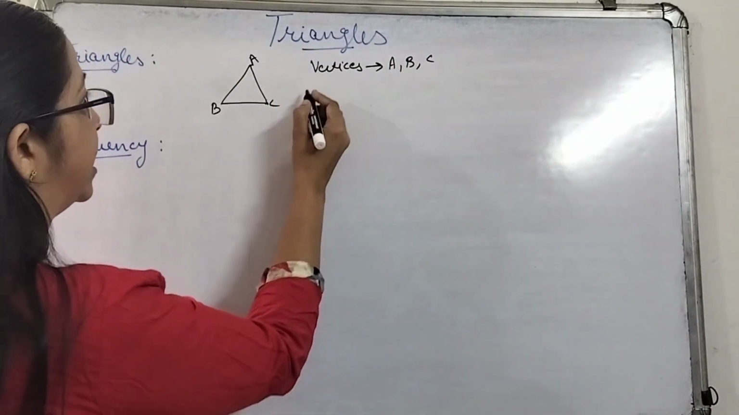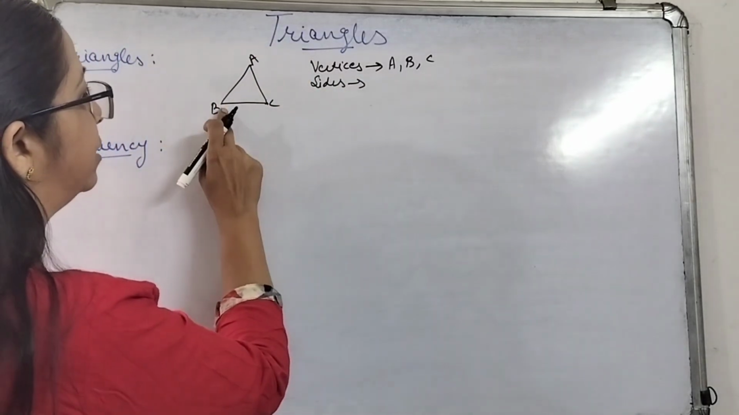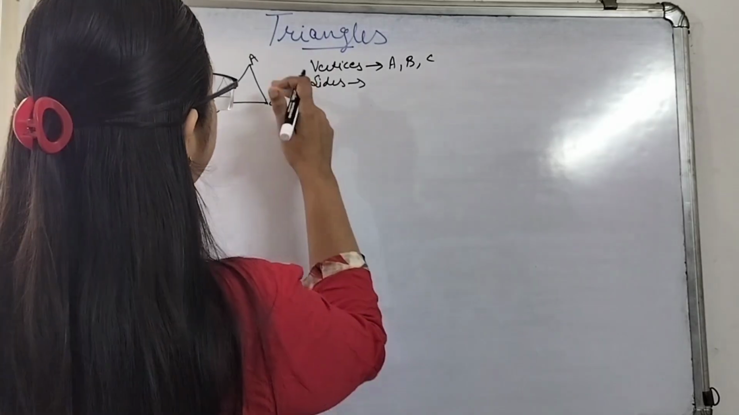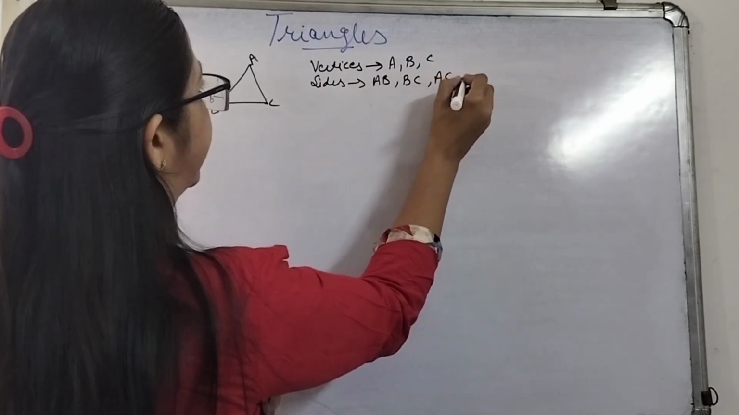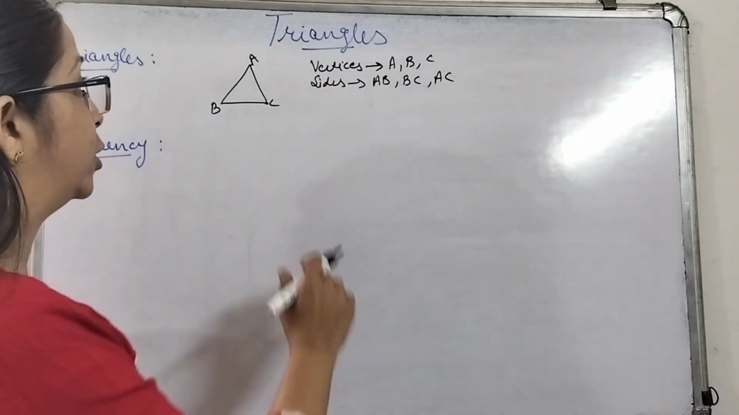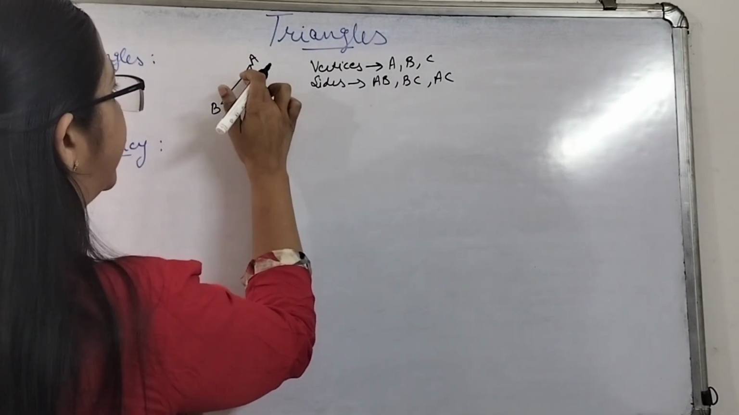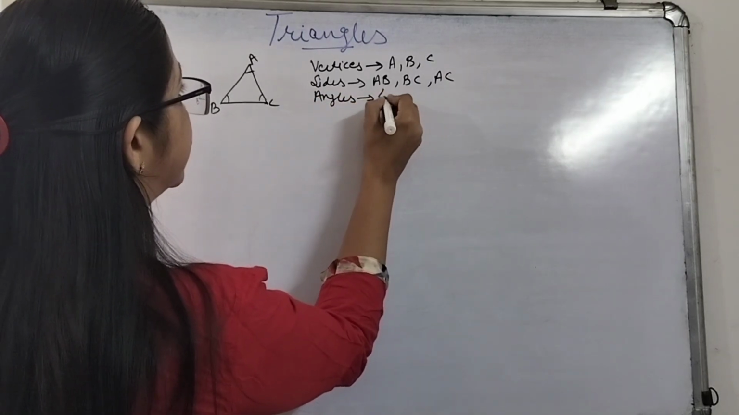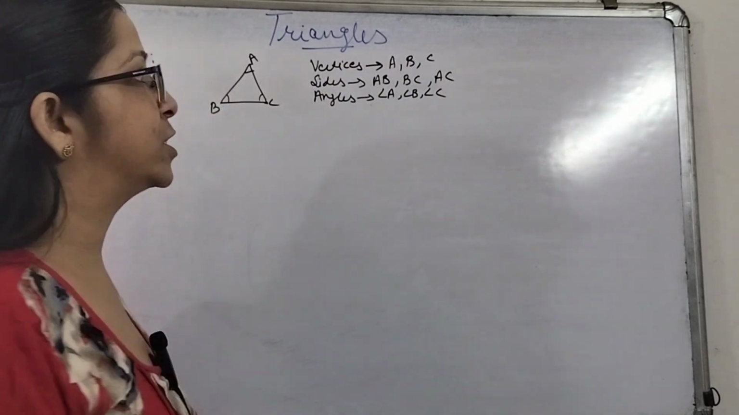It has 3 sides. So which are the sides over here? AB is one of the sides, BC and AC are the other sides of the triangle. So AB, BC and AC are the sides of this triangle ABC, and these are your angle A, angle B and angle C. So a triangle has 3 vertices, 3 sides and 3 angles. Like this we can see over here.